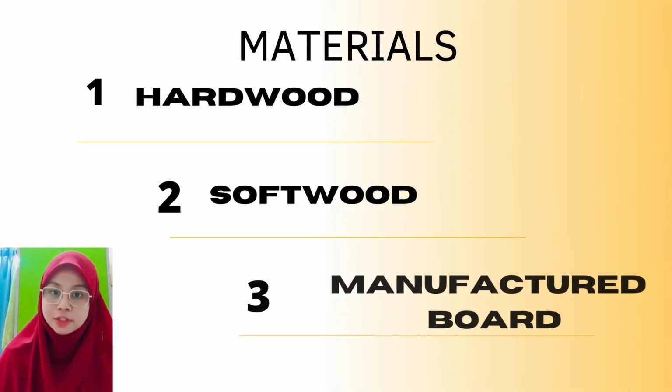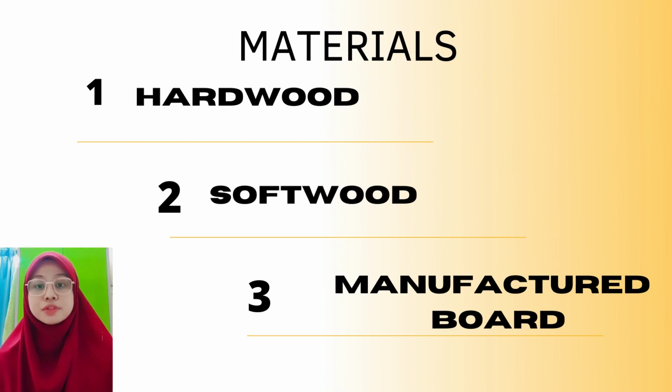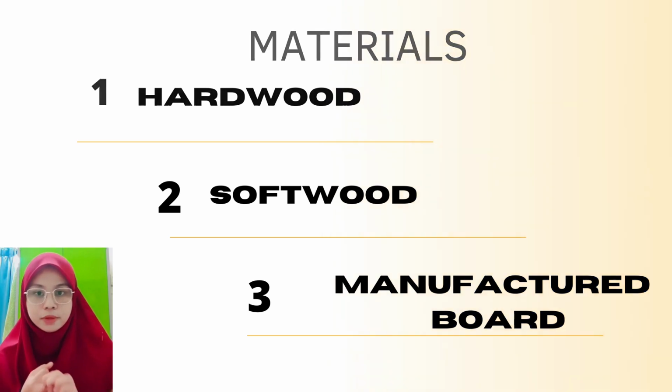So we will be moving on to the material parts. There are three types of material parts of timber. Number one is hardwood, number two is softwoods, and number three is manufactured board.